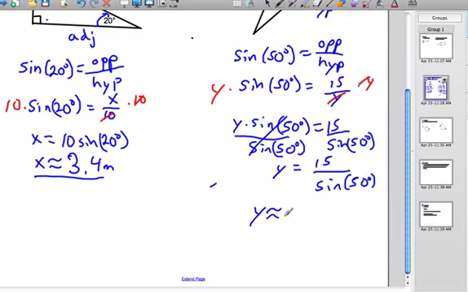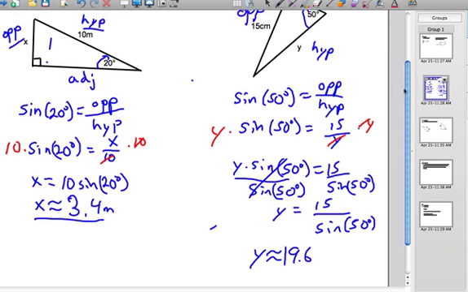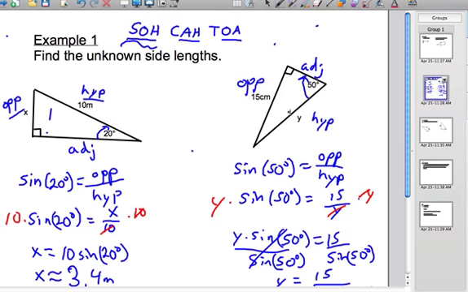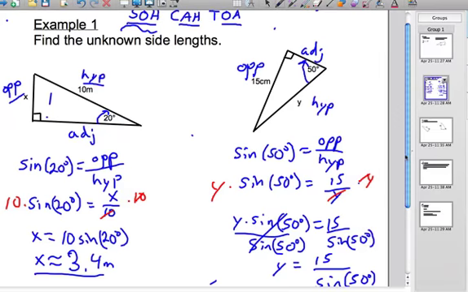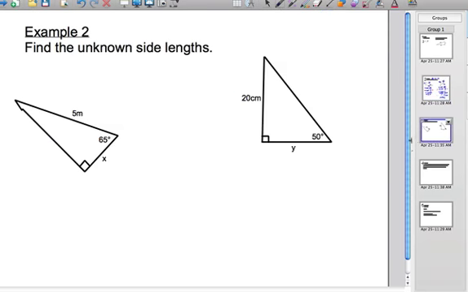So y is approximately 19.6, and check my units, 19.6 centimeters. This makes sense because it's the hypotenuse. It should be bigger than the 15 centimeter side. So that was 19.56, yes, 19.6. So that's my answer in centimeters. Okay, let's take a look at a couple other examples.